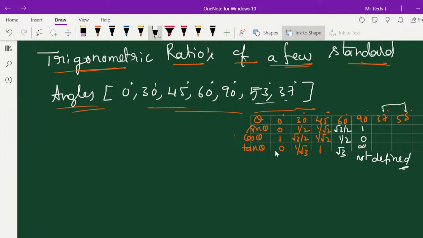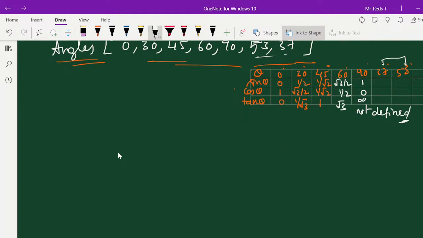To understand this, I'll give you one table here, with the help of a triangle. Let us consider this triangle. This is 37, this is 90, and of course then this will be 53 degrees. Whenever you consider this side, start from 53. This side let us mark as 5, this side as 3.